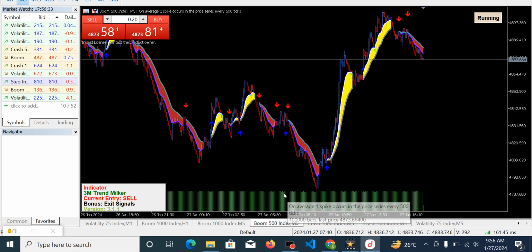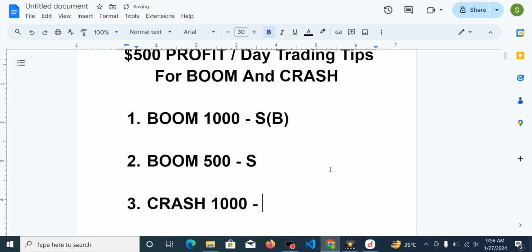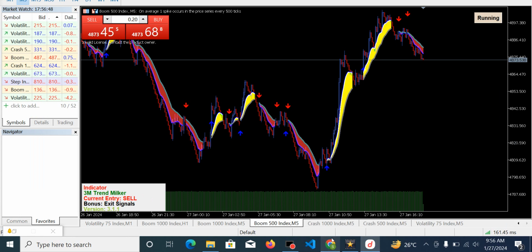So the next asset is going to be boom 500. Okay, so this is boom 500. Boom 500 started a buy trend right from here and it came to an end around there. So at the moment it is on downtrend, so it is selling at the moment. So this is going to be more of a selling opportunity than a buying opportunity. Just watch out for the support zones.